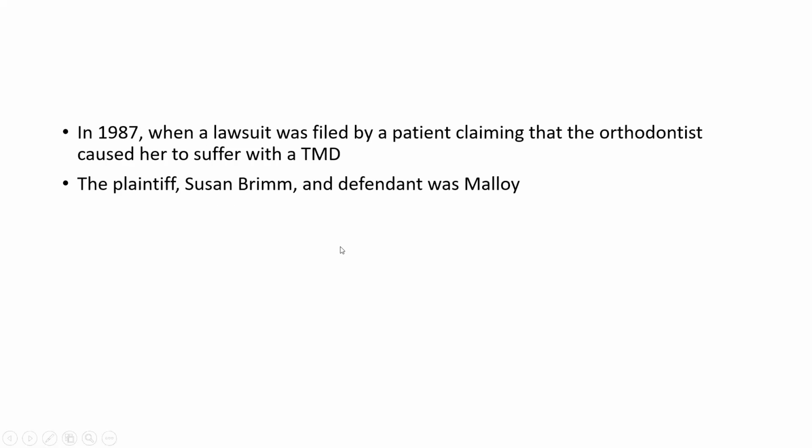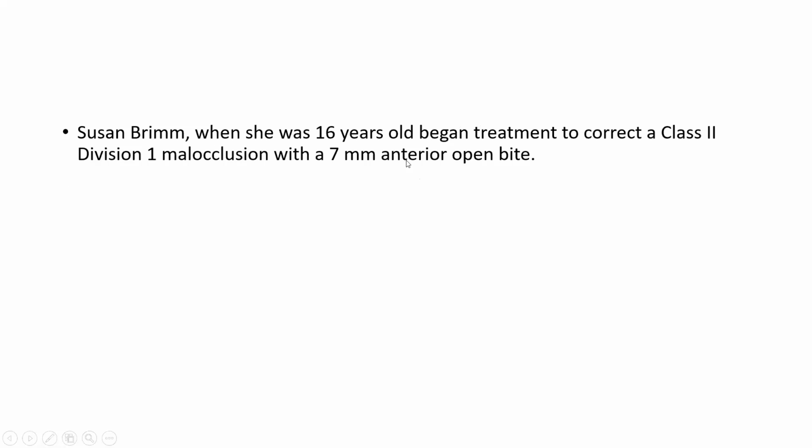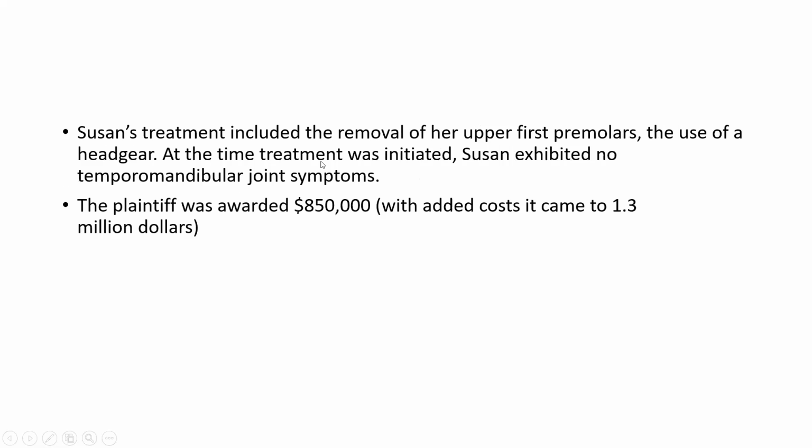In this case, Susan Grimm was a 16-year-old girl who began orthodontic treatment with class 2 division 1 malocclusion, and she had a 7 mm anterior open bite. What the orthodontist did was remove the upper first premolar, and they used headgear for the treatment. While the treatment was started, the patient had no temporomandibular disorders, whereas after the orthodontic treatment, the patient developed signs of temporomandibular disorder.